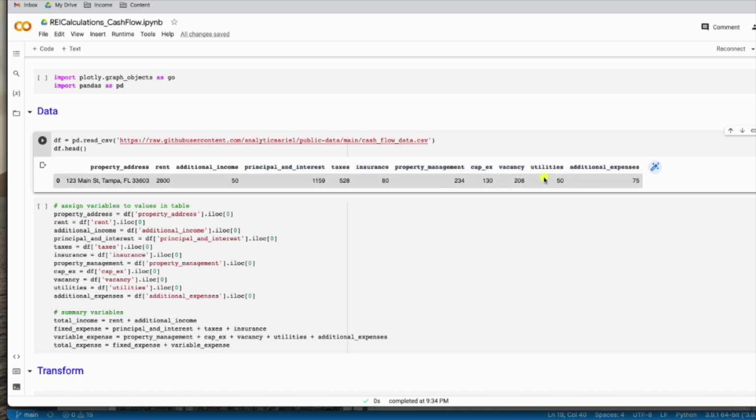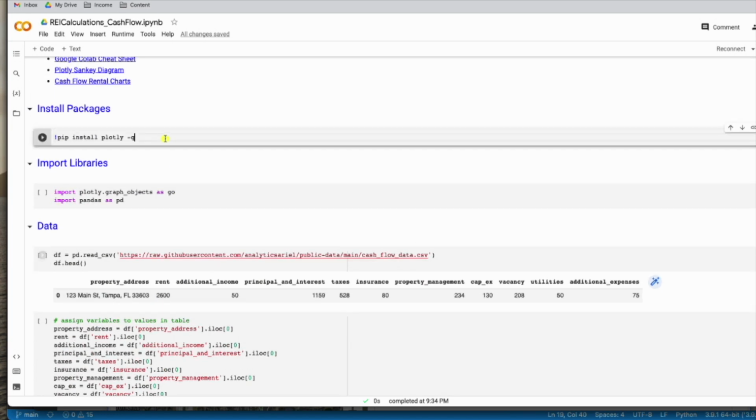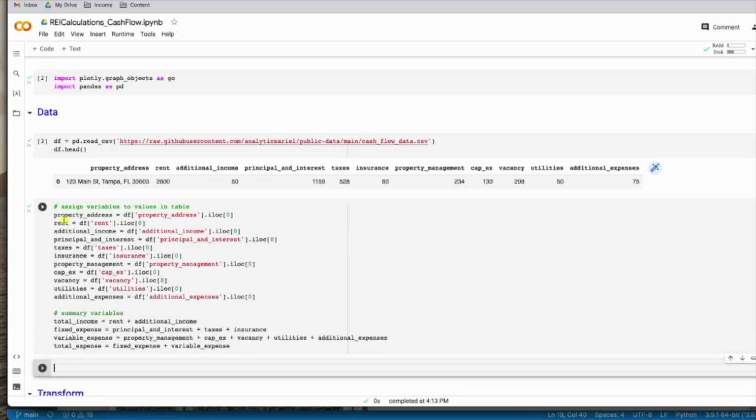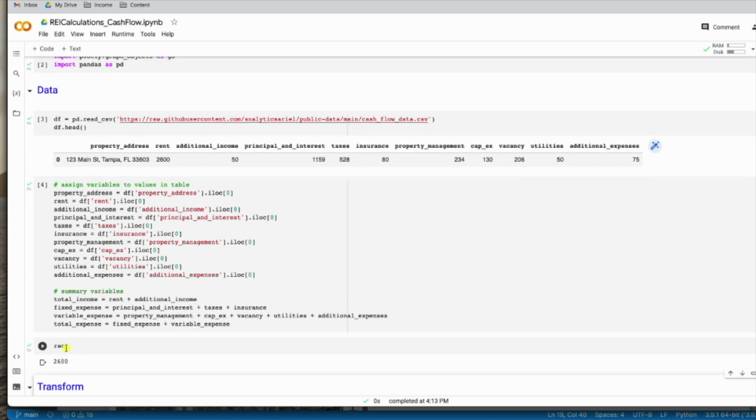So once we load in our data set, we want to set variables for each of these elements. So I'm going to run this up top, and we can add a piece of code here. We could look at rent. If I type in rent, we could see that our rent variable is 2,600, which corresponds to that value that was here. So what we basically did was say, hey, for our table that we labeled df, get the item from the rent column and select the first row, which is only 1 row here.